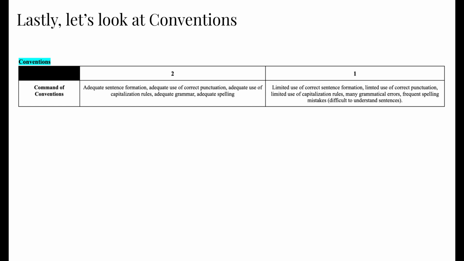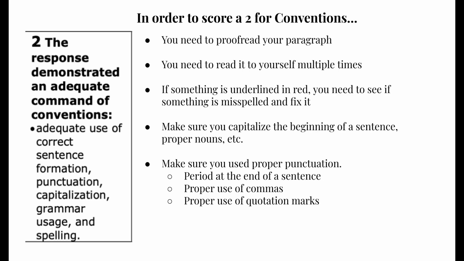And then let's take a look at conventions. Really, you can get a 2 or a 1 for this paragraph that we're doing. And to get a 2, you would need to proofread your paragraph. You would need to read it to yourself multiple times. If something is underlined in red, you would need to see if something is misspelled and fix it.